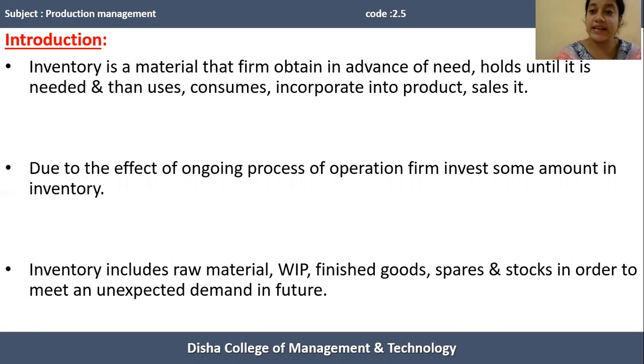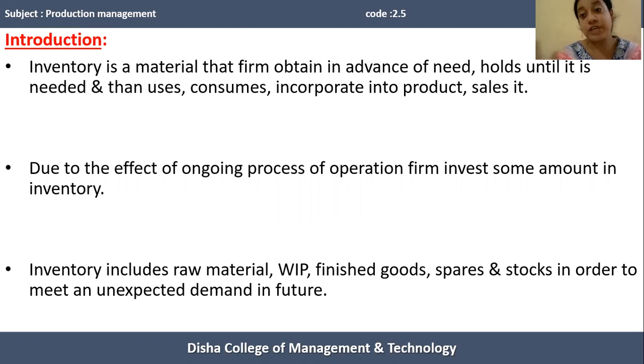Inventory, we can say, is a material which is necessary for manufacturing a particular product. Means we can say the certain items which are necessary for manufacturing or producing a particular product are known as inventory. Inventory is a material that a firm obtains in advance of needs, holds until it is needed, and then uses, consumes, incorporates into a product and sells it. Means inventory is the materials which the firm obtains or procures before the requirement.